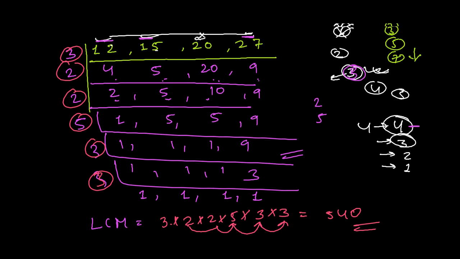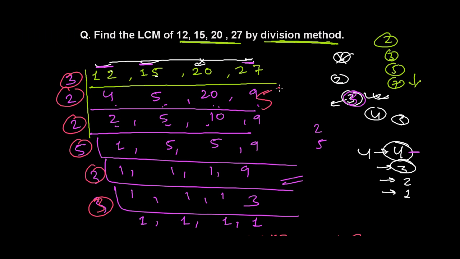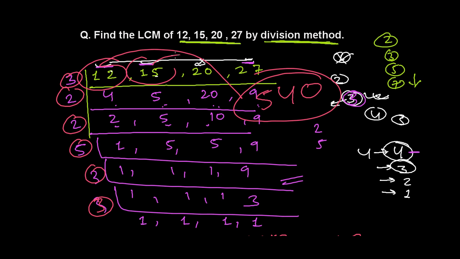So from here what we should understand is that 540 is a number which 12 can divide, 15 can divide, 20 can divide, and 27 can divide at the first time. So this is the smallest number among all numbers to which this set of 4 numbers can divide. So 540 is the LCM of these given 4 numbers.